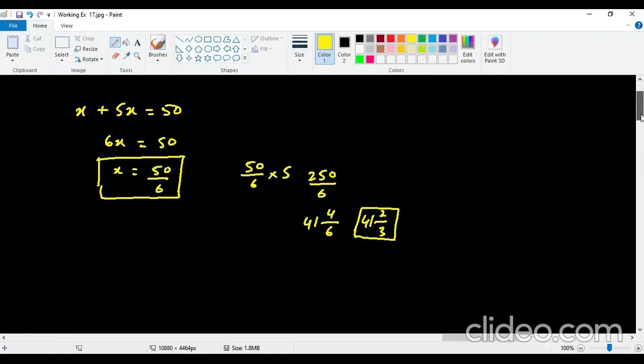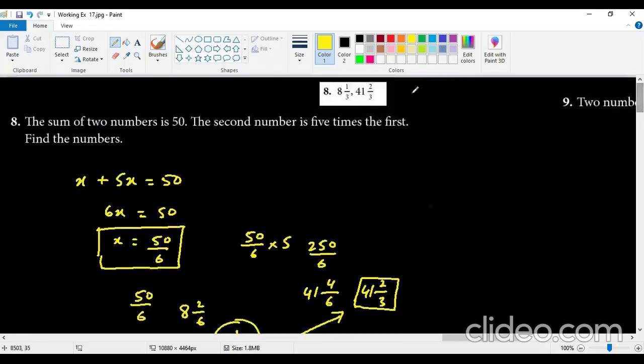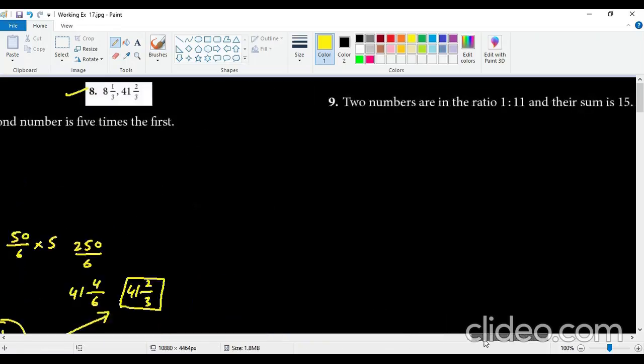Or I can write this in simplified form: 50 over 6 is going to give you 6 8s are 48 and 2, that means 8 whole 1 over 3 is the first number, and this is the second number, which is the answer on top of the question, which is over here. Moving on to question number 9.